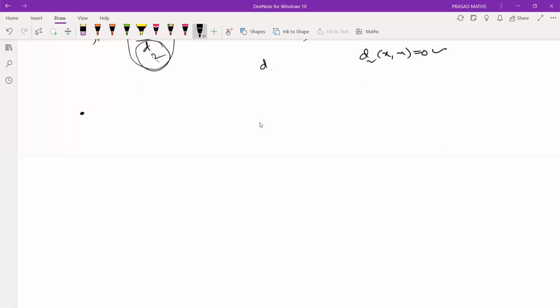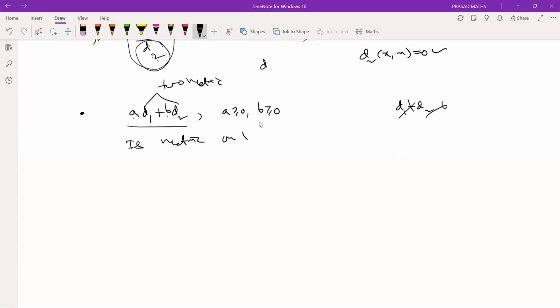Right, suppose I take a finite linear combination with non-negative constants. Suppose d1 is a metric, d2 is a metric, and a, b are non-negative constants. Why am I taking non-negative constants? Already I told you d1 minus d2 is not a metric, so to avoid that situation, a should be non-negative and b should be non-negative. The question is whether the finite linear combination of d1 and d2, with coefficients from the non-negative real numbers, is a metric on the same X. There are many possibilities. Suppose I take a equal to 0 and b equal to 0. Then a d1 plus b d2 is the 0 function, a constant function, therefore it is not a metric.